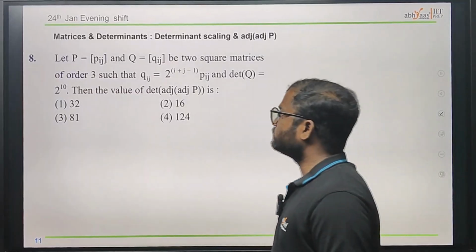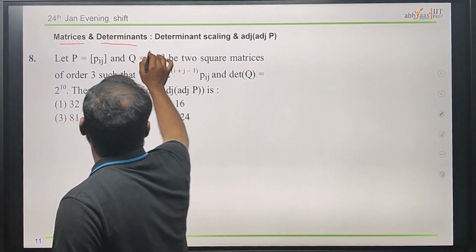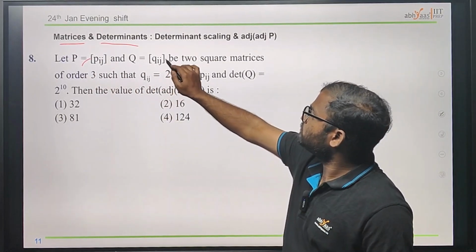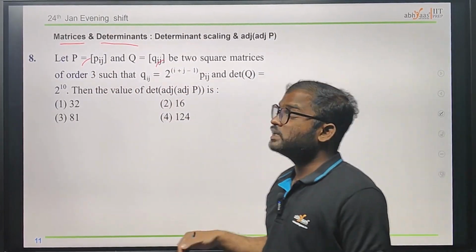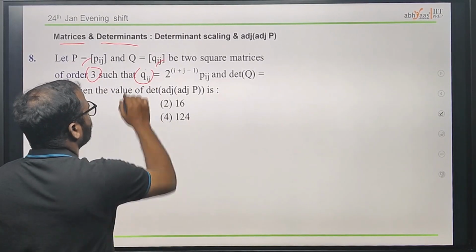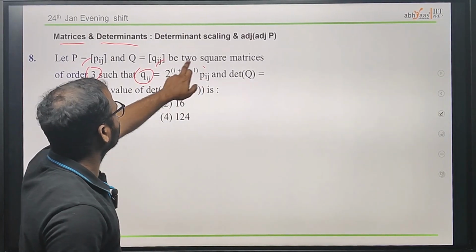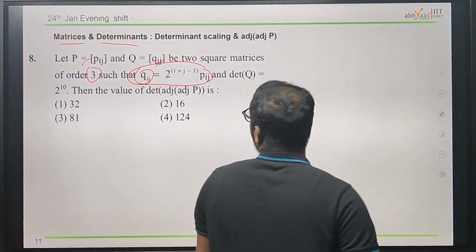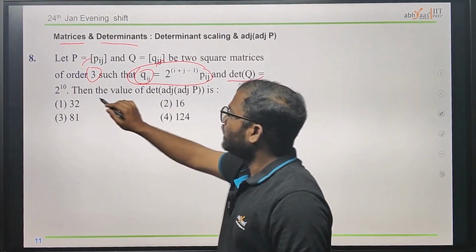Just substitution matters. Now matrices and determinants. The given P is this matrix, and we get two square matrices of order 3. The given order 3 matrix is such that Qij is a matrix of this type. Then the given is that the determinant of Q is 2 power 10.